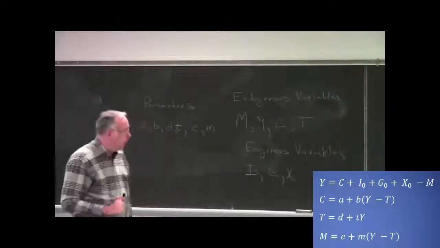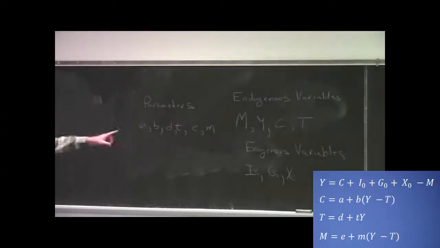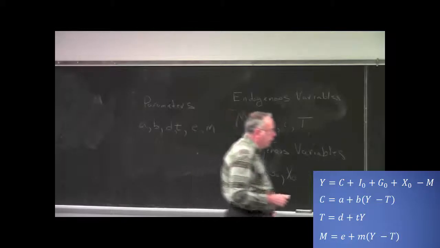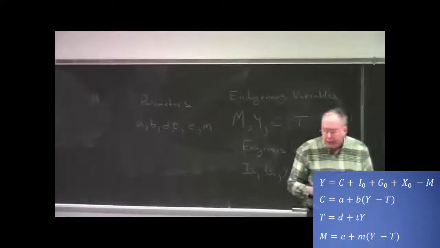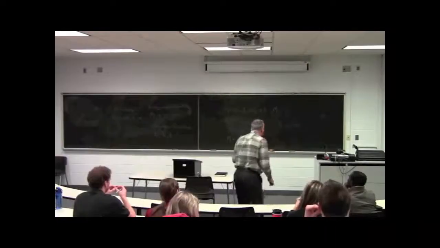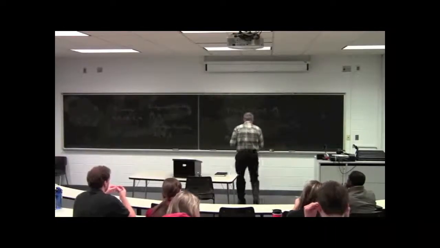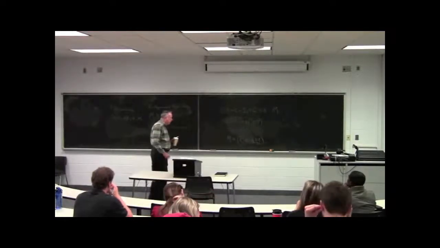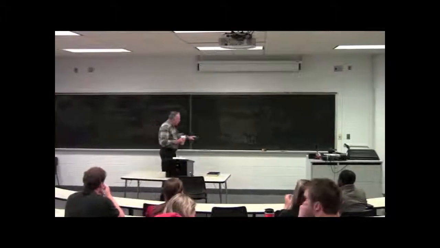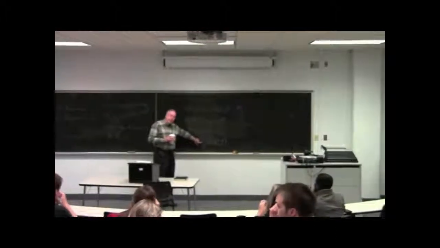We talked about the parameters A, B, D, and T. What about E and M? How would you describe this parameter E in words? See, if disposable income Y minus T were 0, then what would the level of imports be? Just E.